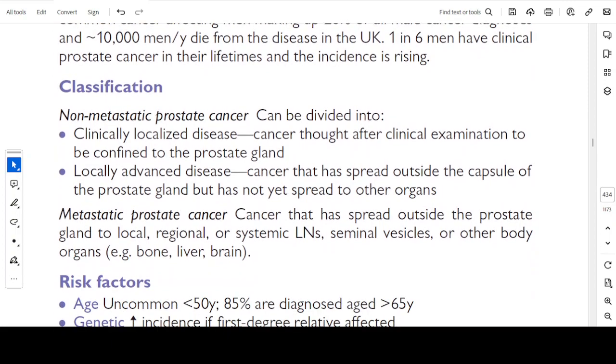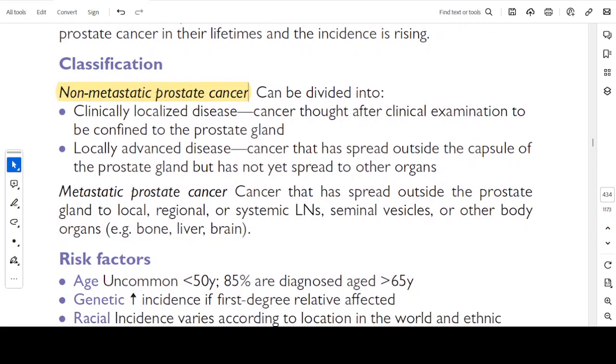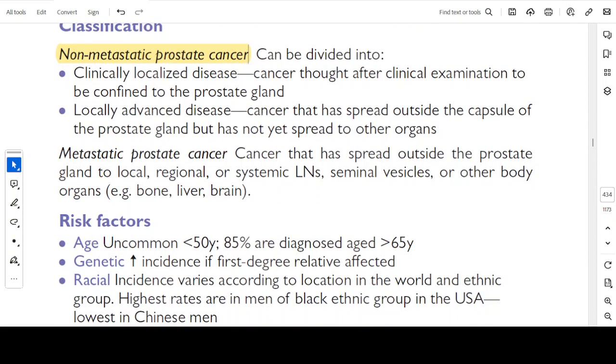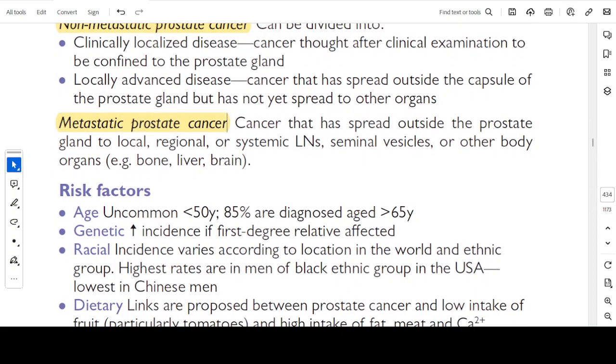Classification. Non-metastatic prostate cancer can be divided into clinically localized disease, cancer thought after clinical examination to be confined to the prostate gland, and locally advanced disease, cancer that has spread outside the capsule of the prostate gland but has not yet spread to other organs. The other category is metastatic prostate cancer: cancer that has spread outside the prostate gland to the local, regional or systemic lymph nodes, seminal vesicles or other body organs like bone, liver and brain.